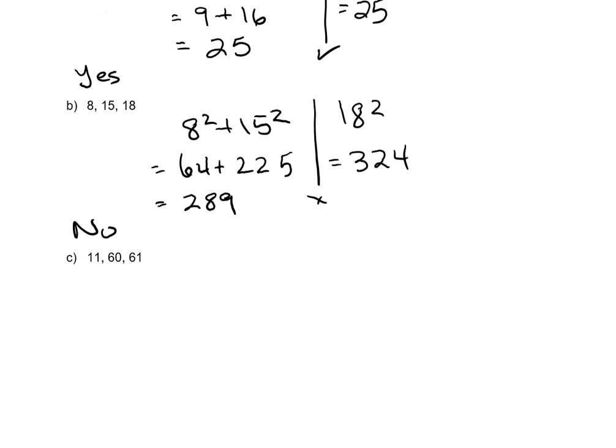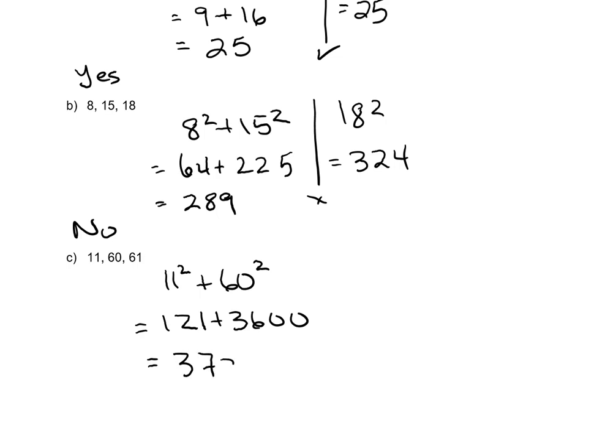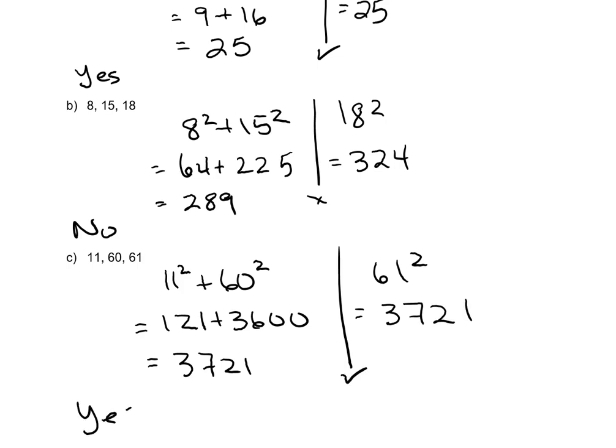11, 60, and 61. So again, squares of the two smaller numbers. 11 squared plus 60 squared equals 121 plus 3600, and that's going to be 3721. 61 squared, I'm going to guess it's probably that. Yep, it is 3721. So yes, this is a Pythagorean triple.